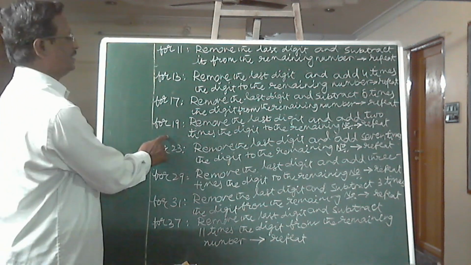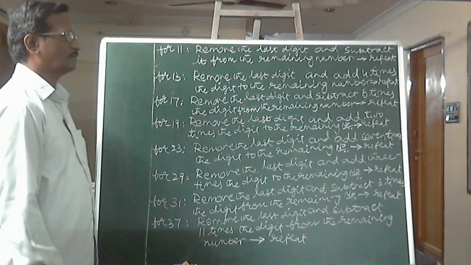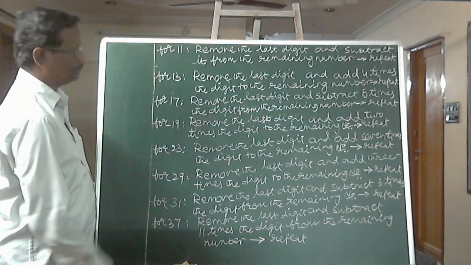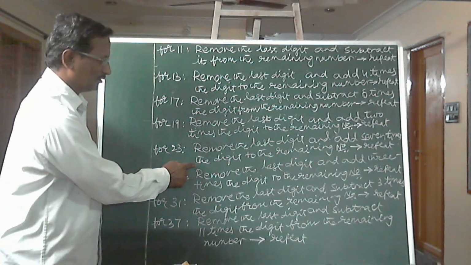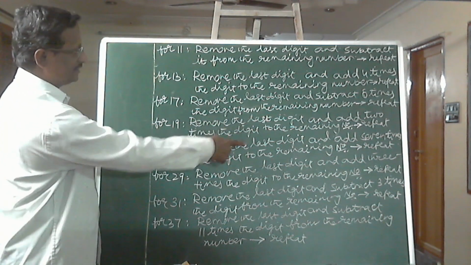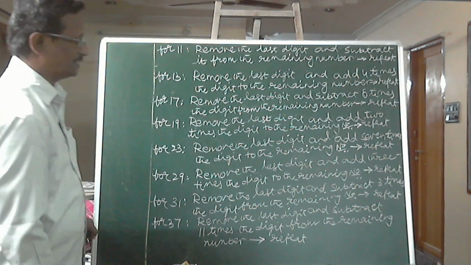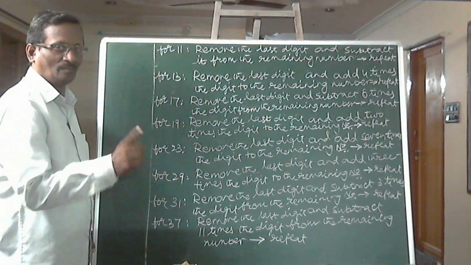For 19, remove the last digit and add 2 times the last digit to the remaining number, and repeat. For 23, remove the last digit and add 7 times the digit to the remaining number. For 29, remove the last digit and add 3 times the last digit to the remaining number and repeat.